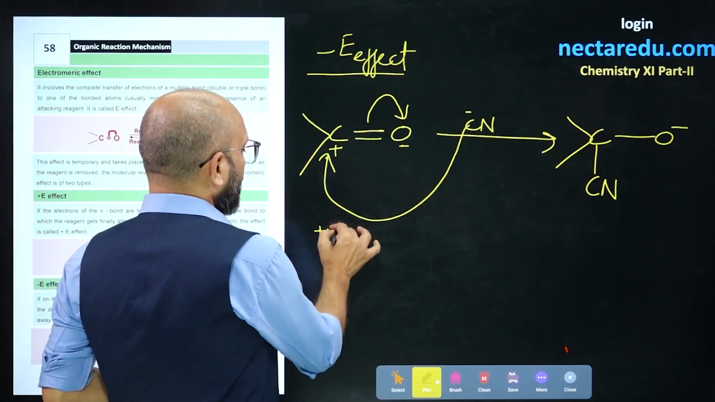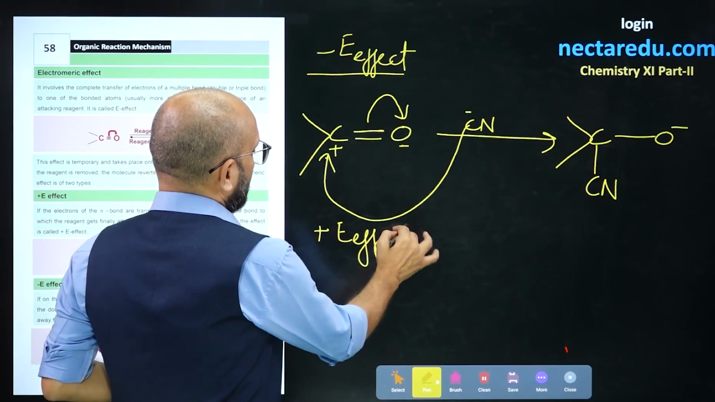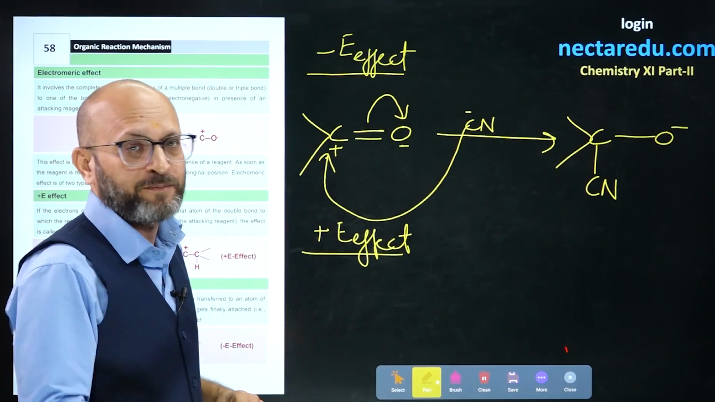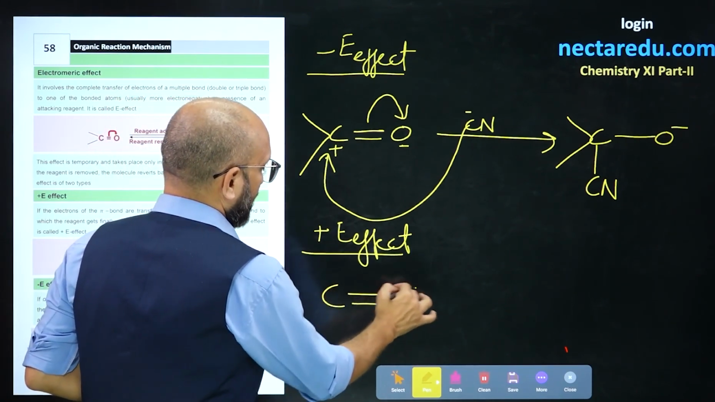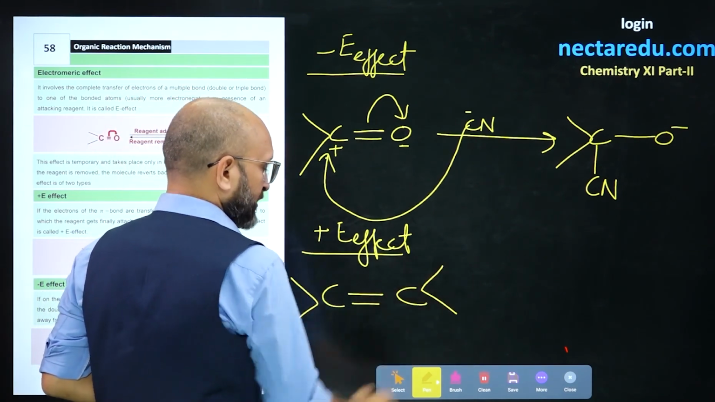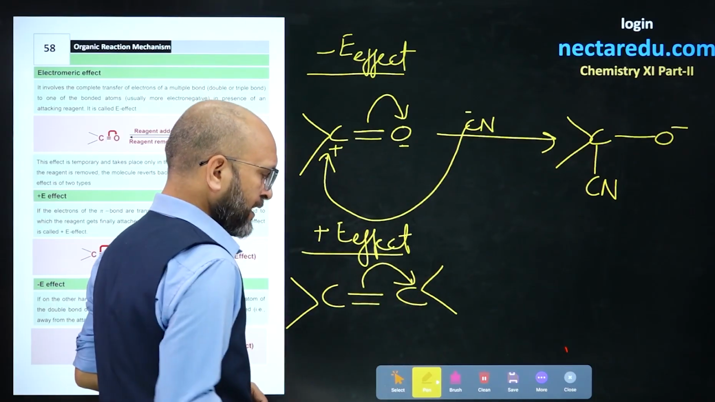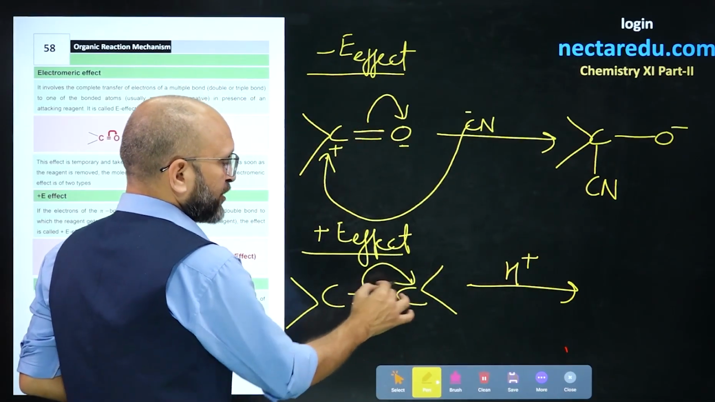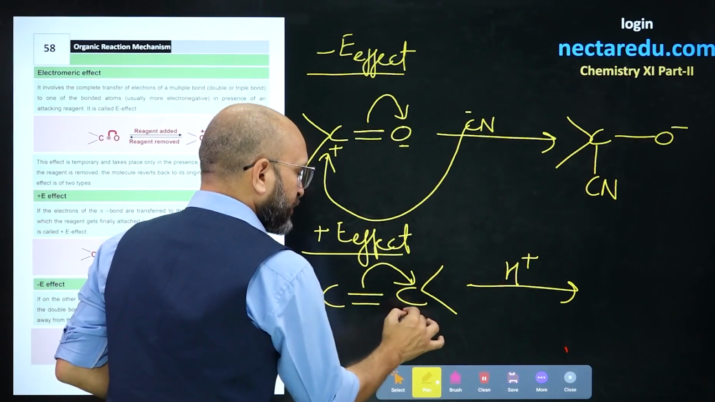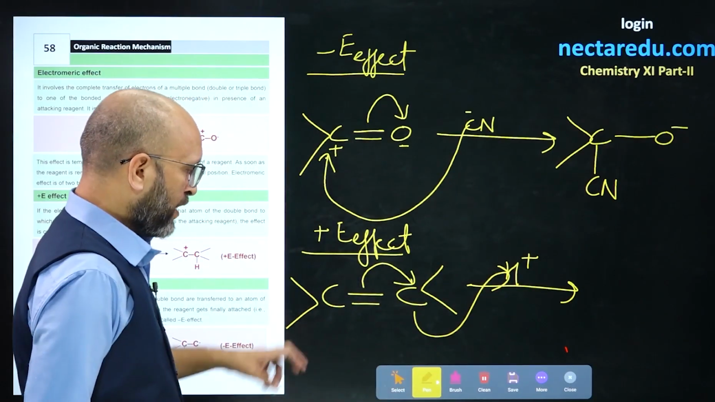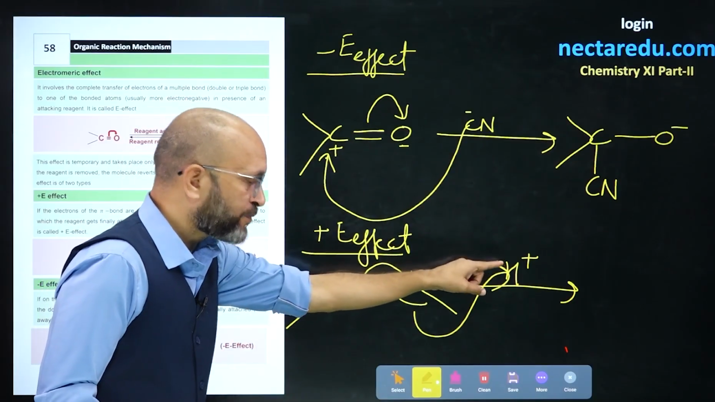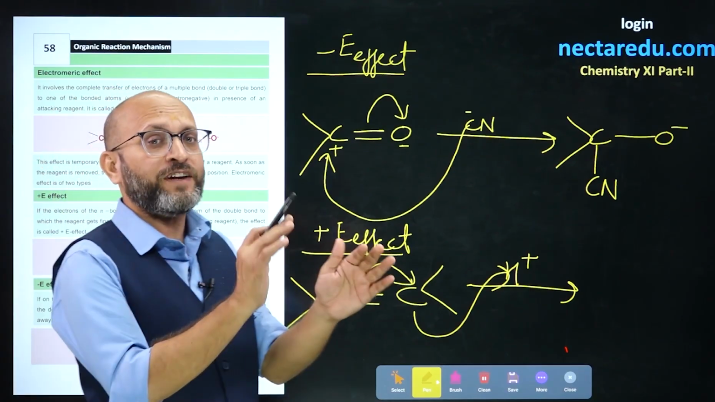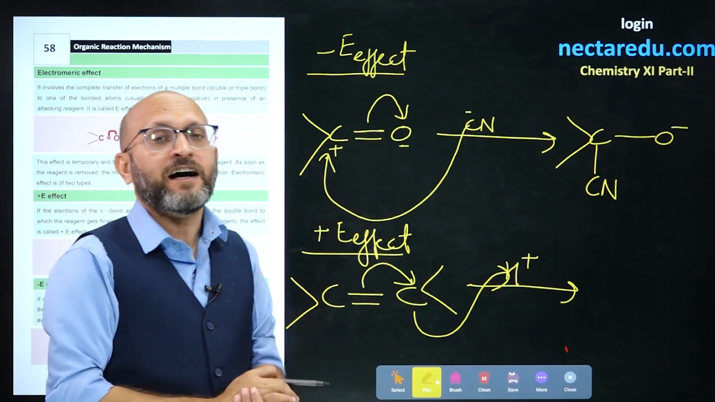And in the positive electromeric effect, the movement of electrons and the reagent that attacks are in the same direction. For example, if we have a double bonded compound over here, and the pi bond is broken like this, and we have H plus, electrons are shifting towards this carbon and this H plus will also attach to this carbon. So electrons are moving towards this carbon and H plus, the attacking reagent, is also attaching to the same carbon. So the movement of electrons and the attacking reagent are the same.